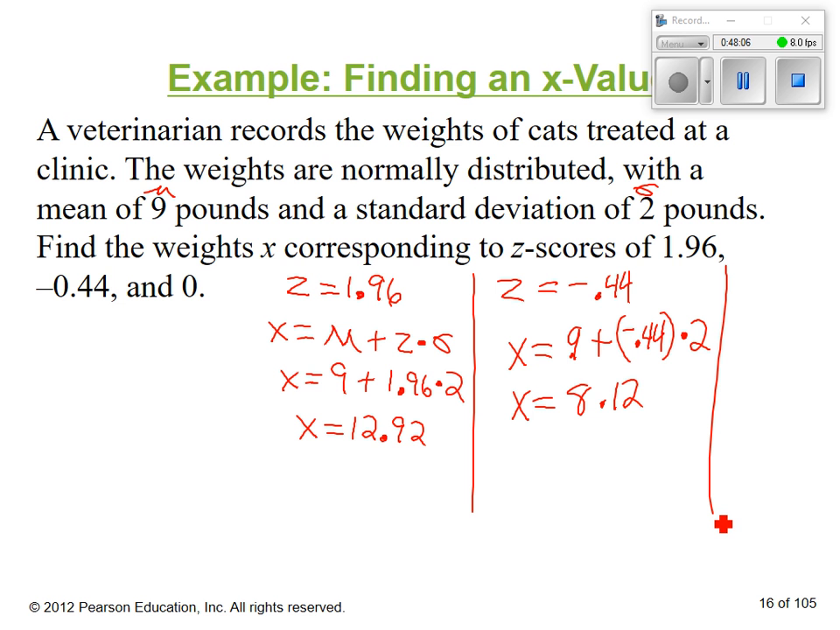What if we're at 0? What's the X value going to be? 9 pounds, because it's going to be the same as the mean, because they're right there at 0 standard deviations. So that's how you change it from one to the other. This would make more sense.